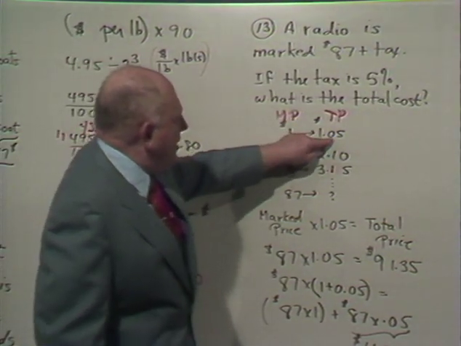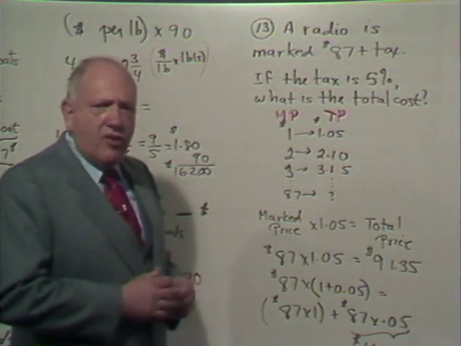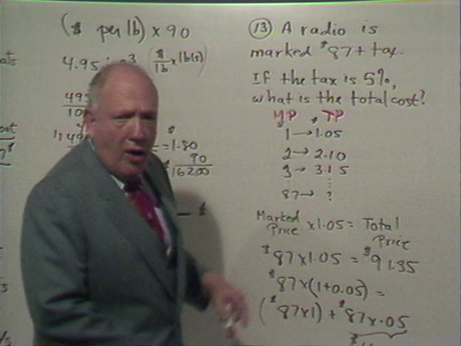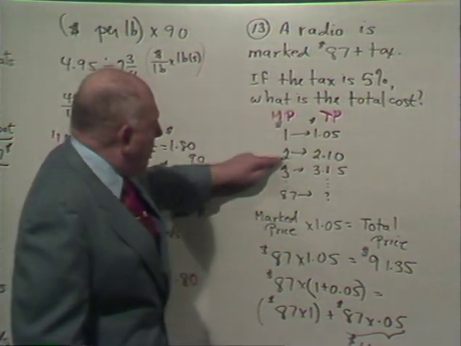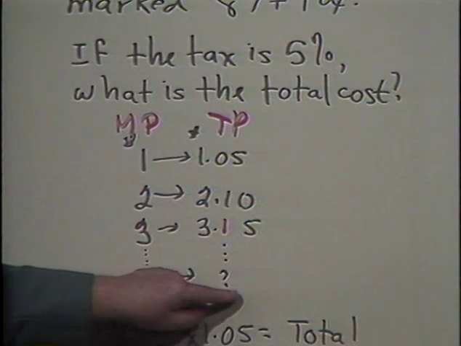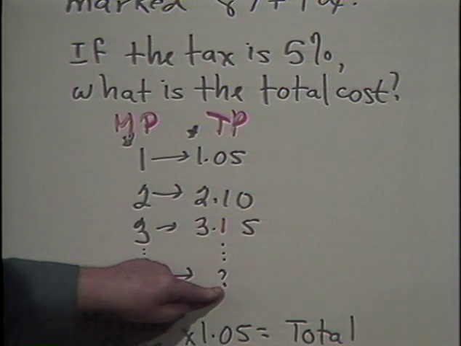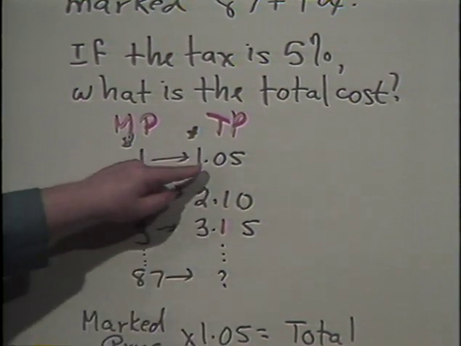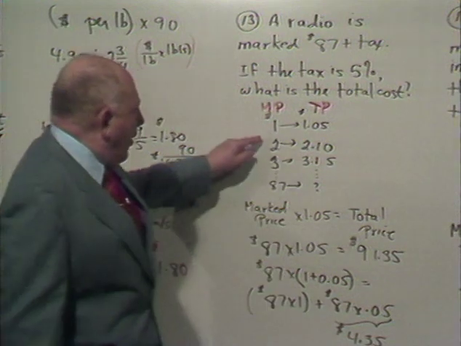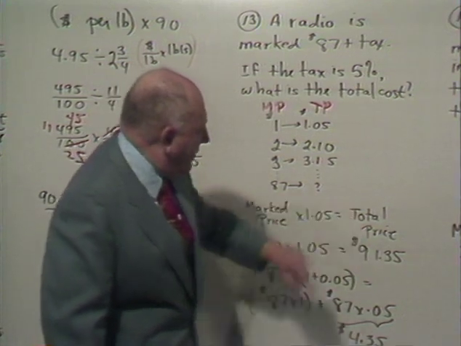Do you see the relationship between the marked price and the total price? This is how mathematical formulas are born. You observe things and write your own shortcut. You notice that this column is the multiples of 1, and you notice that this column is the multiples of $1.05. And basically what this problem says is, when the marked price is $87, what's the total price? When you're in the 87th row over here, the 87th multiple of 1, what's the 87th entry in this column? You want the 87th multiple of $1.05. That's $1.05 times 87. And the way you get it is, whatever the marked price is, you multiply that by 1.05 to get the total price.